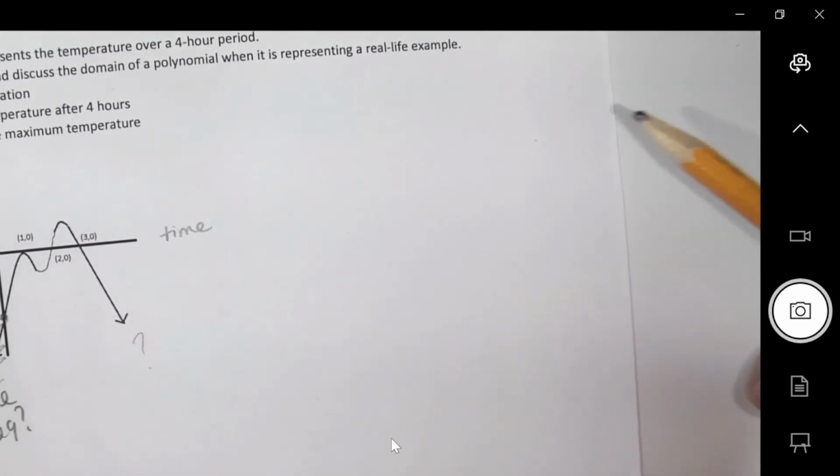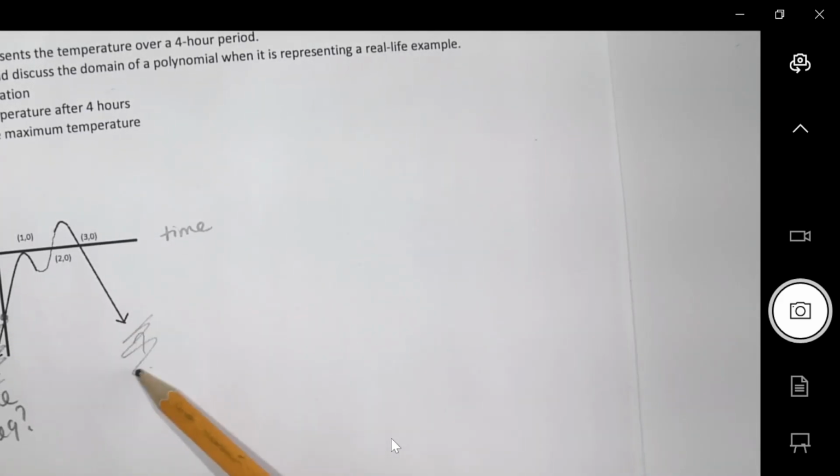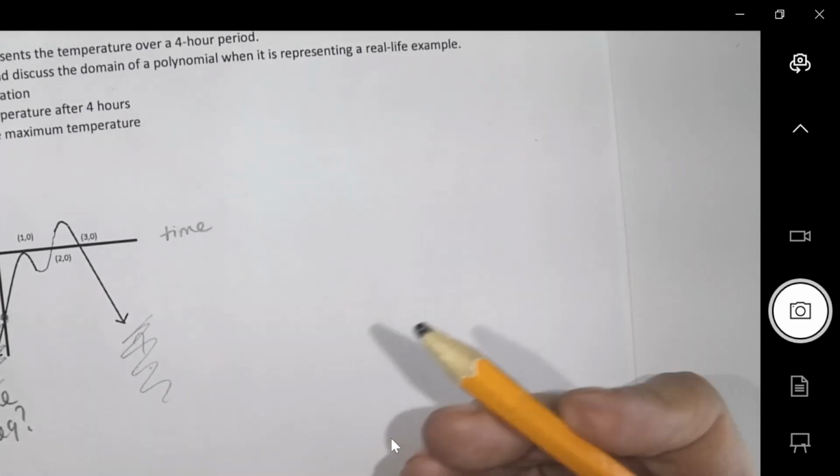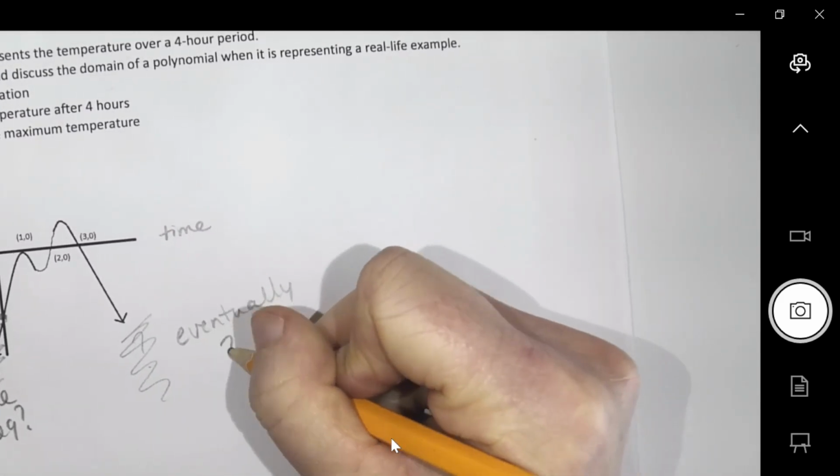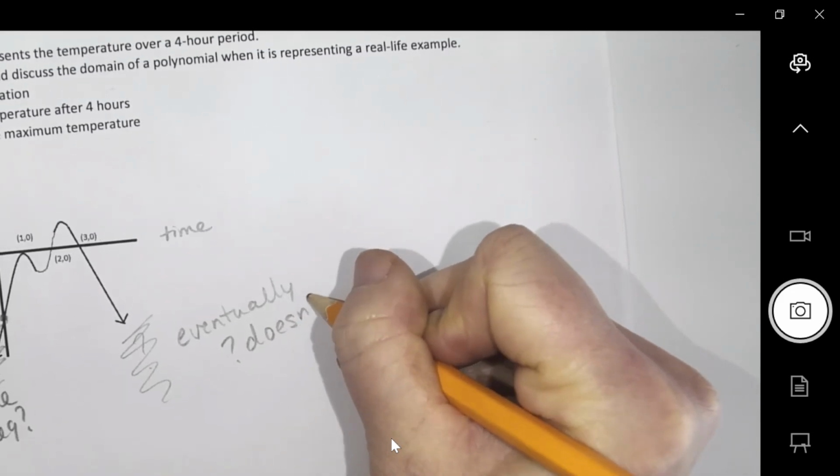Okay, does this make sense that the temperature is just going to go down, down, down, down, down? Like, can we have a negative 3,000 degrees? Probably not, right? So I don't know where the exact point would be, but eventually it just doesn't really make sense anymore.